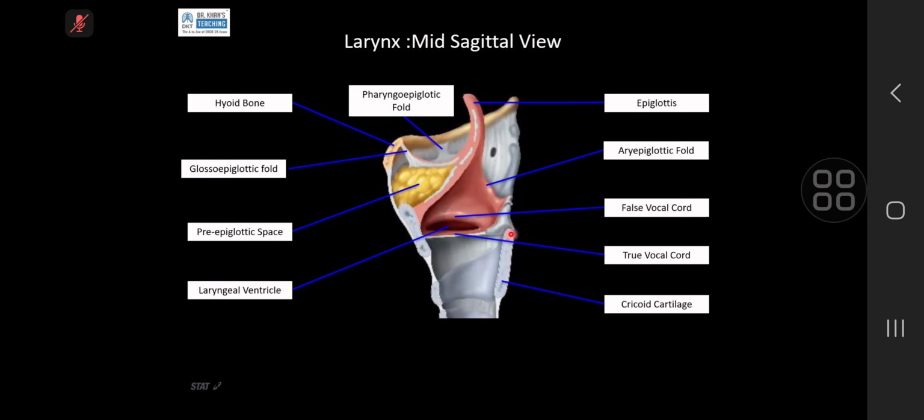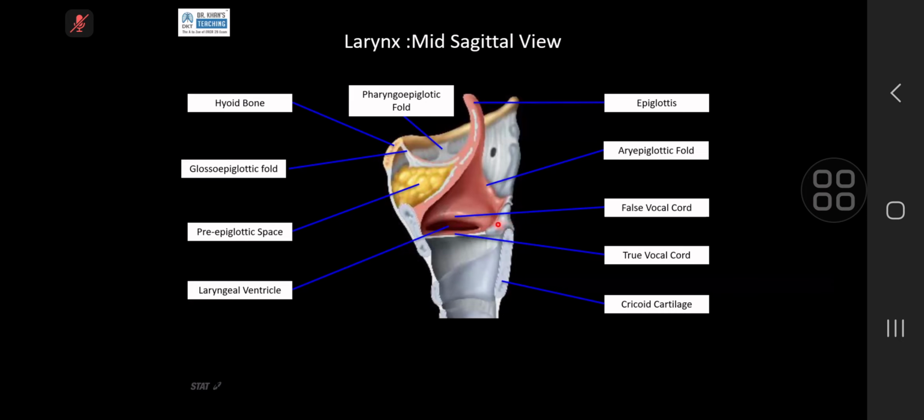Key take home point to remember, and in the exam, if I show you a CT scan, I will actually ask you to point out where is the level of the true cord? And the formula is that at a level where the slice passes through two cartilages, that is the level of the true cord, because it will pass anteriorly through the arytenoid and then the cricoid. So I'll come back to this point.